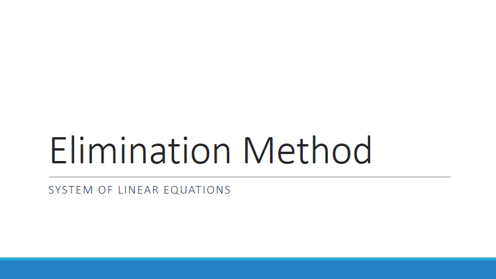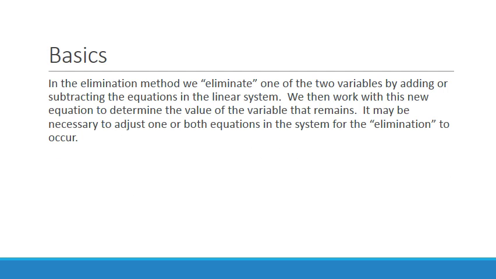Today we're going to look at another algebraic method. We're going to look at the elimination method. So in the elimination method, we eliminate one of the two variables by adding or subtracting the equations in the linear system. We then work with this new equation to determine the value of the variable that remains. It may be necessary to adjust one or both equations in the system for the elimination to occur. Remember, that's our goal with these algebraic systems, to create an equation that instead of having two variables has only one.